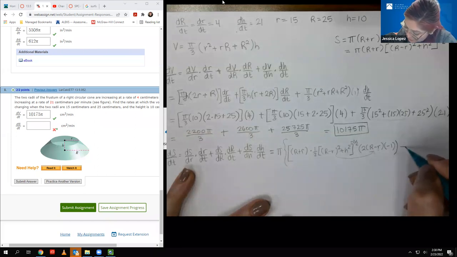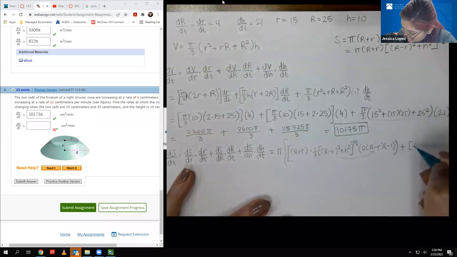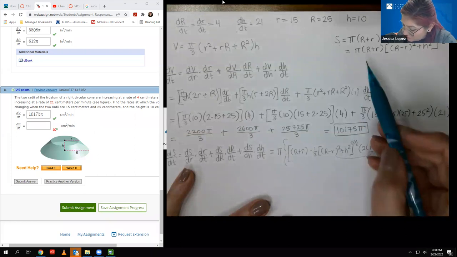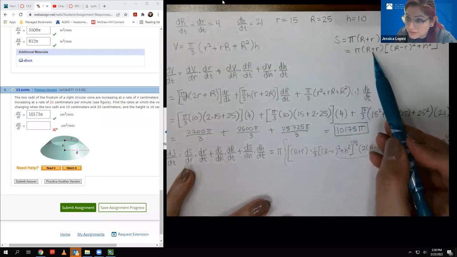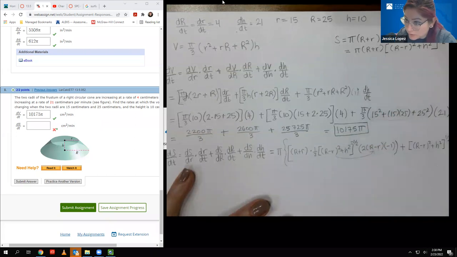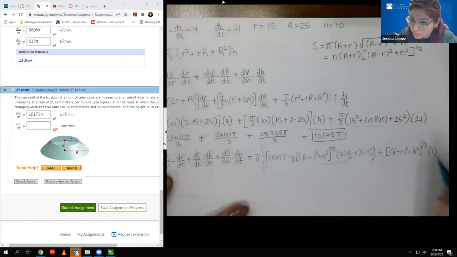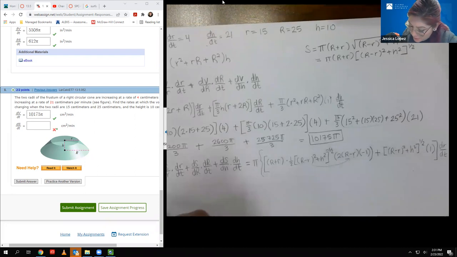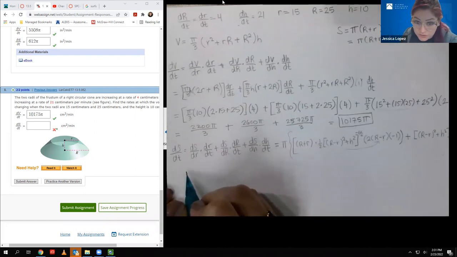Then plus the second factor multiplied by the derivative of the first factor. And the derivative of r plus h with respect to little r would be 0 plus 1 or just 1. Okay, so that's all of dS/dr. Then I'm going to multiply it by dr/dt. Okay, now I'm going to move over and do my second term.